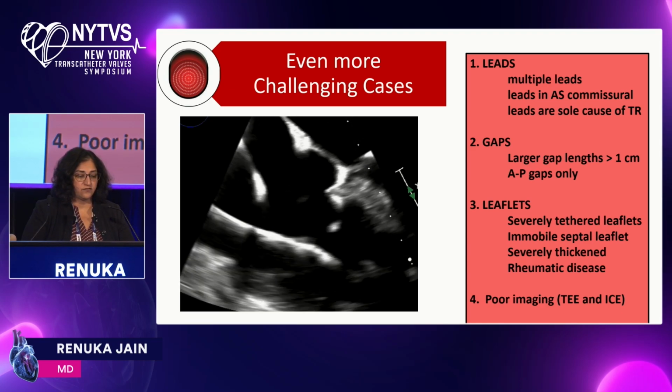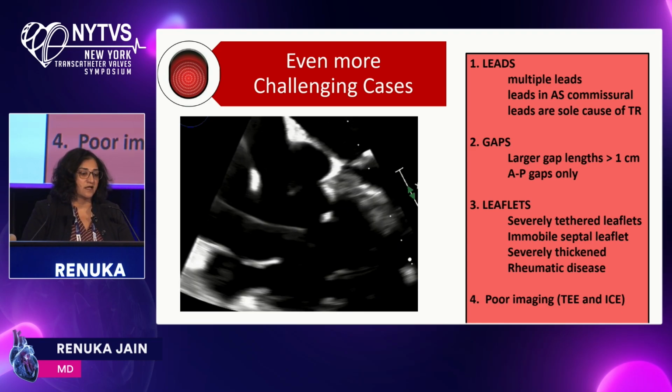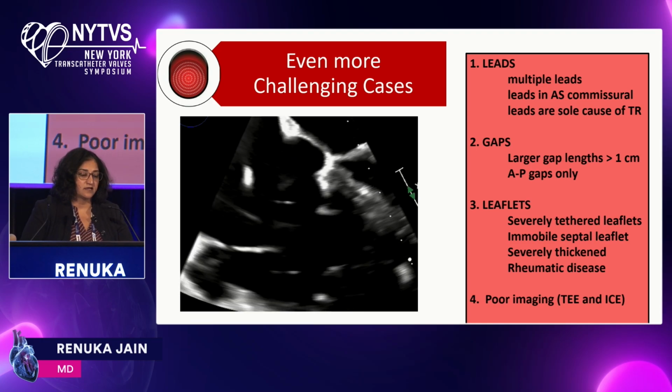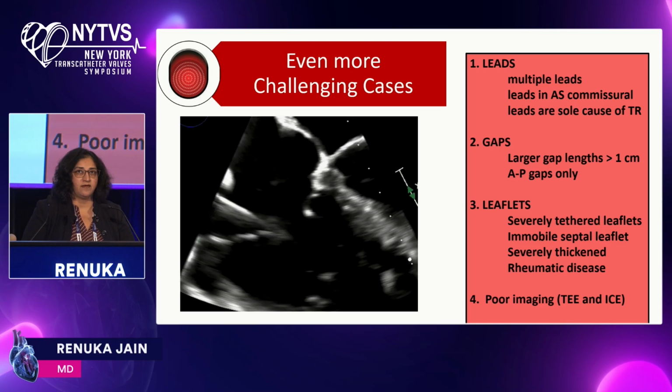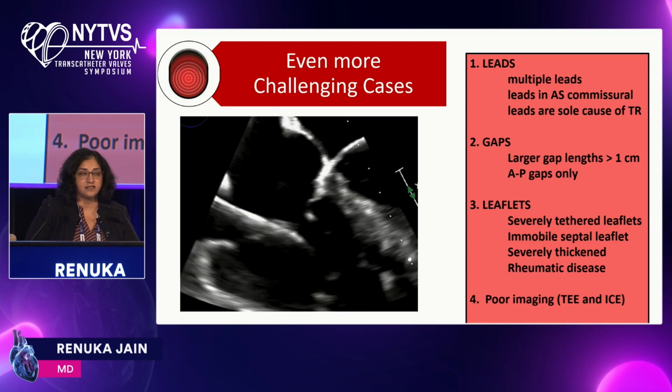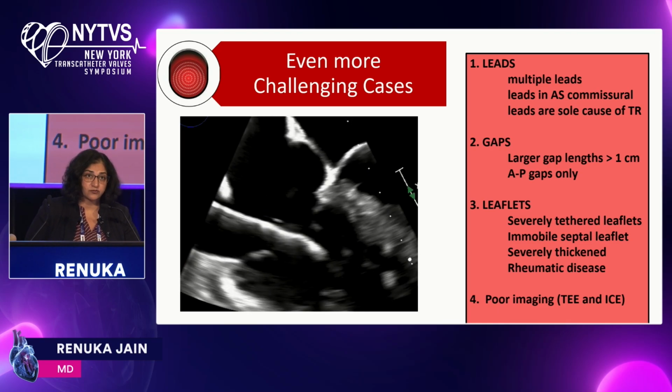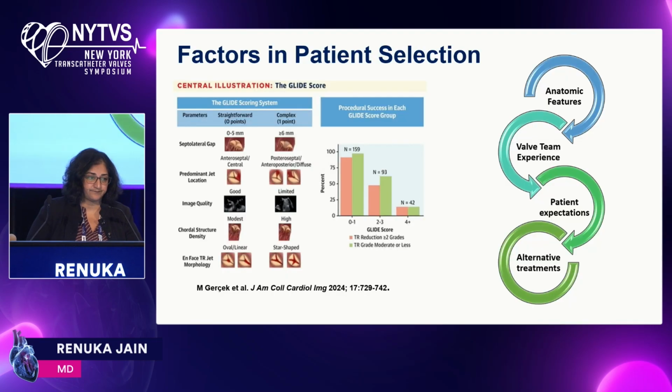And you can see here there's a very large lead going through this very dilated tricuspid annulus. The septal leaflet is calcified and very, very restricted. And this may be a case that we would say is not a great TEER candidate. And in this particular situation, we ended up putting in EVOQUE.